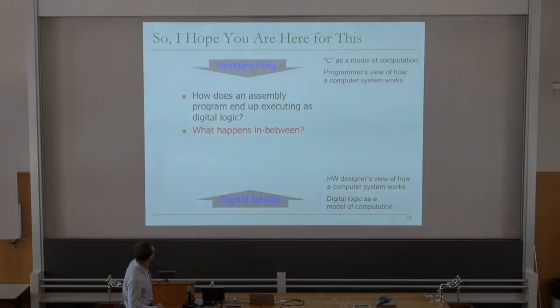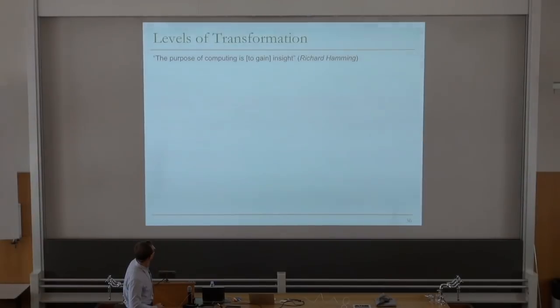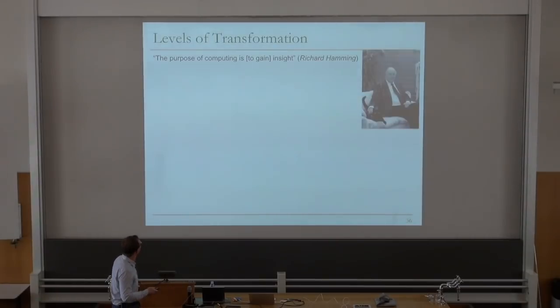I already said this, just to jog your memory, we're here. Basically, levels of transformation is critical. I alluded to it earlier, and if you've taken digital circuits, you've seen it. This is a quote that I really love from Richard Hamming. How many of you know of him, the name? Hamming, right, Hamming distance, yes. Actually, he's really the father of error correcting codes also because of his work in Hamming distance. And this is him with his cat, as a cat lover.